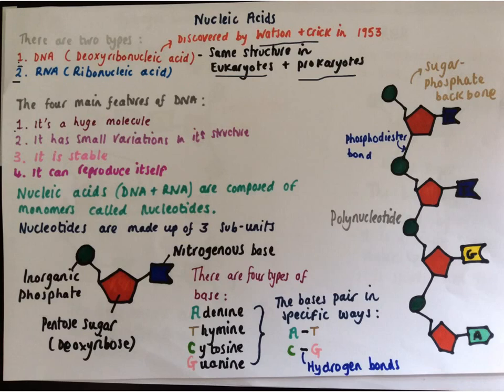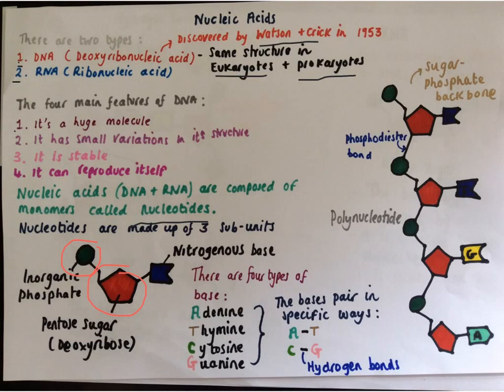Nucleic acids are composed of monomers or single units called nucleotides. Nucleotides are made up of 3 subunits. The first subunit is the inorganic phosphate group, which is represented by a circle. This is joined onto a 5-sided sugar called a pentose sugar. In DNA, we call this sugar deoxyribose. In RNA, we call this sugar ribose.